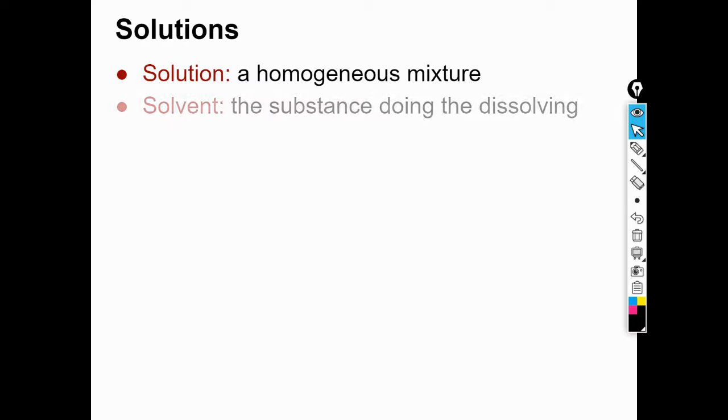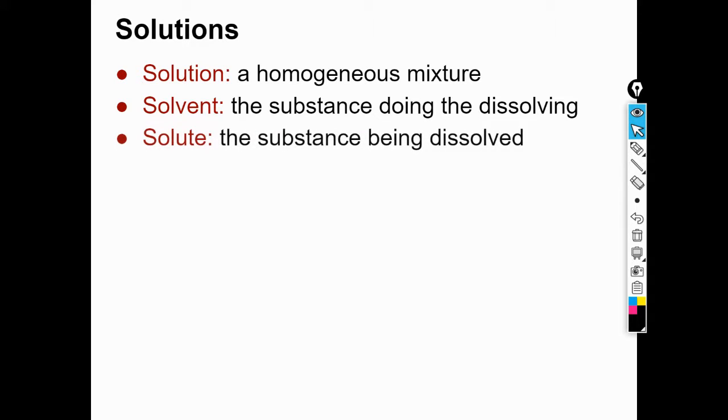A solution is made of two parts: the solvent, which is the substance doing the dissolving. This would be something like water. Water is the universal solvent, meaning it can dissolve a large number of substances. The only ones it can't dissolve are nonpolar substances like oils and things like that. The solute is the substance being dissolved, so that's usually going to be a solid or another liquid or a gas being dissolved into the solution.